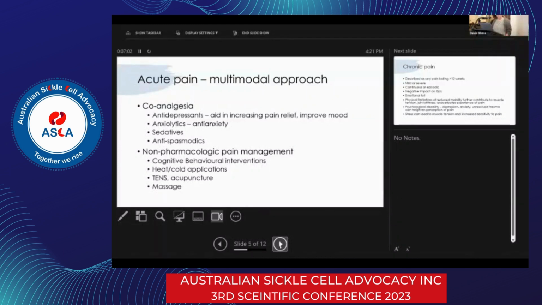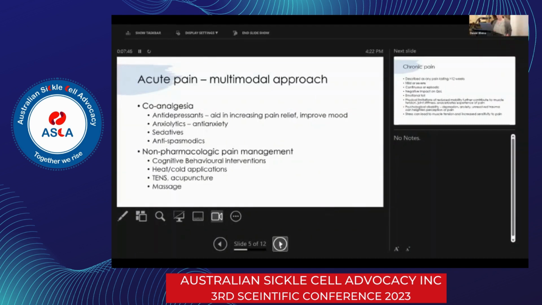There are other things that we do try to encourage, such as the use of antidepressants. There's not a huge uptake of that in our patient cohort, but it has been researched, and I know the American Society of Hematology does recommend the use of antidepressants sometimes as a co-analgesic in managing pain, improving mood, and increasing people's quality of life. Anti-anxiety agents such as diazepam can be helpful, as well as antispasmodics if they have abdominal pain. So, using other non-opioid medication.